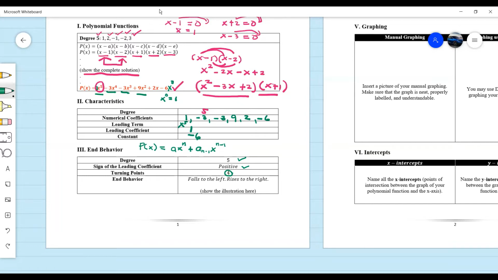The formula for the turning point is n minus 1. N here refers to the degree, the highest exponent. The highest exponent is 5, and 5 minus 1 is 4. Every time you look for the turning points, you just subtract 1. So if we have 6, the turning point will be 5. If we have 7, the turning point will be 6.